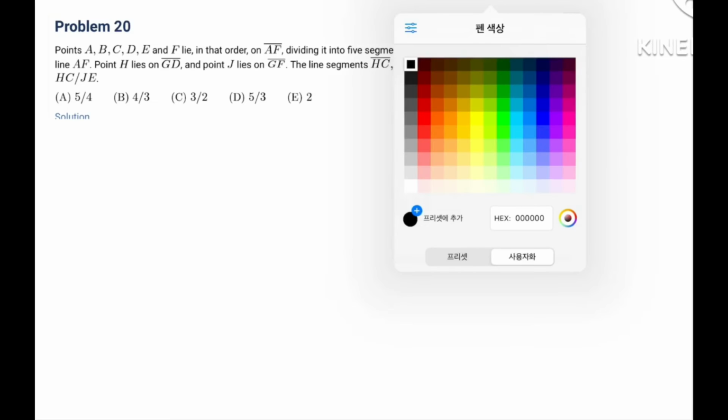Problem number 20. A, B, C, D, E, F lie in that order on AF, dividing it into 5 segments, each of length 1. Point G is not on line AF. Point H lies on GD, J lies on GF. The line segments HC, JE, and AG are parallel. Find HC over JE.